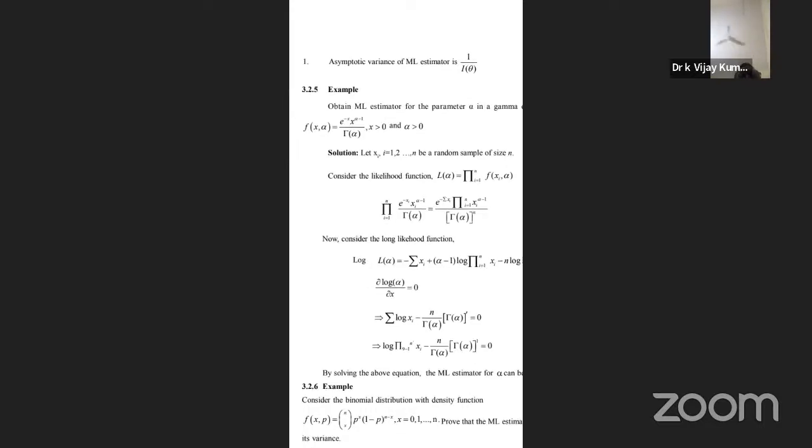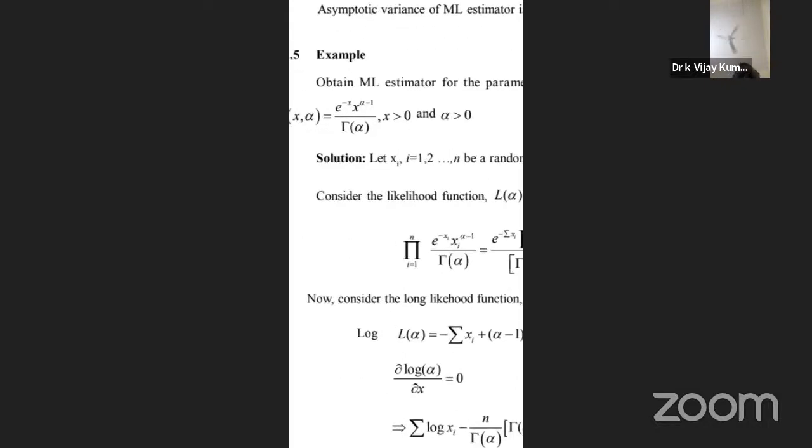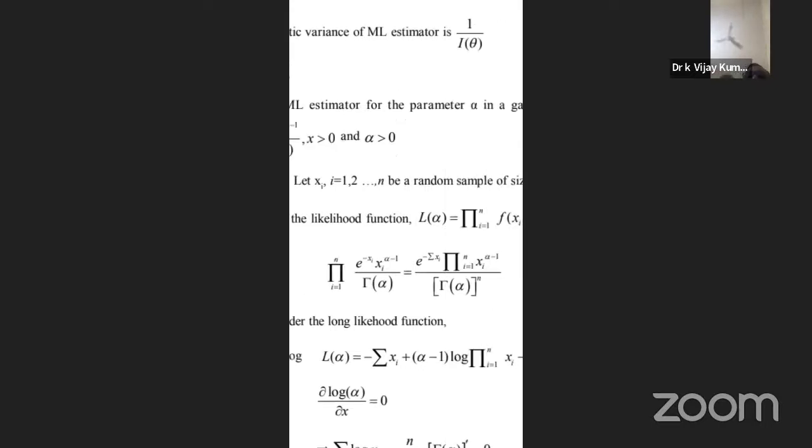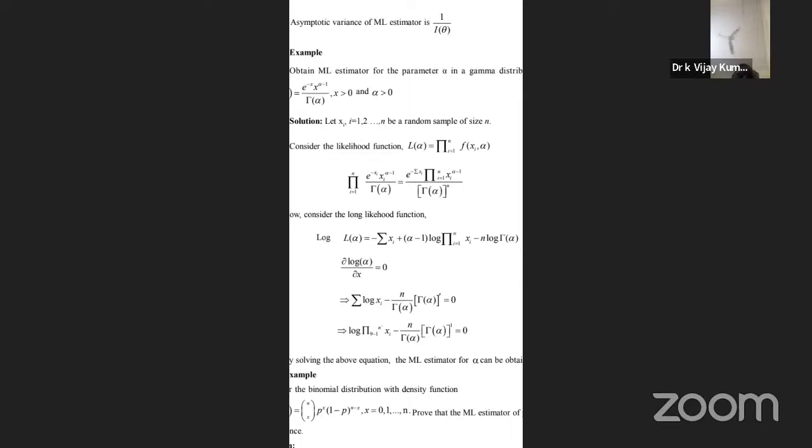Obtain the ML estimator for the parameter of a gamma distribution f of x, alpha equals e power minus x, x power alpha minus 1 by gamma alpha, x greater than 0 and alpha greater than 0. When an estimator is asked for the parameter of the gamma distribution's probability density function, we take a random sample xi, i equals 1 to n. So for the random sample, L alpha is the product for i equals 1 to n of f of xi, the likelihood estimation as per the formula told yesterday.